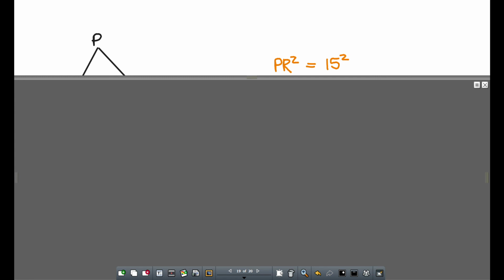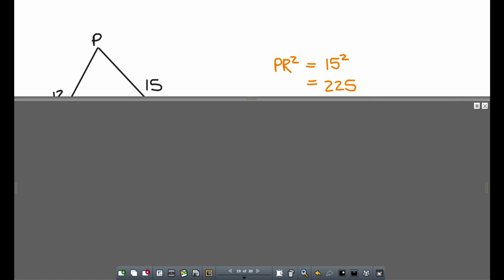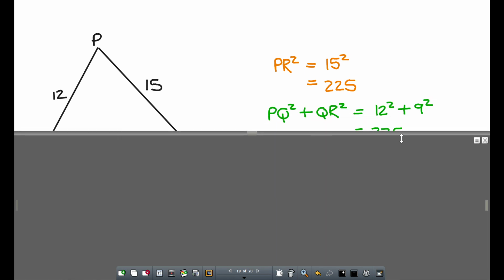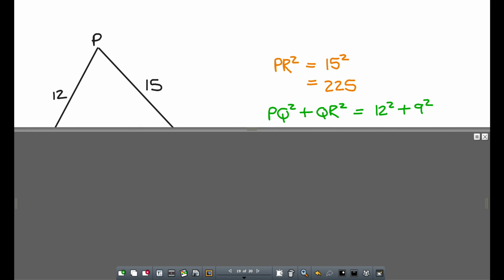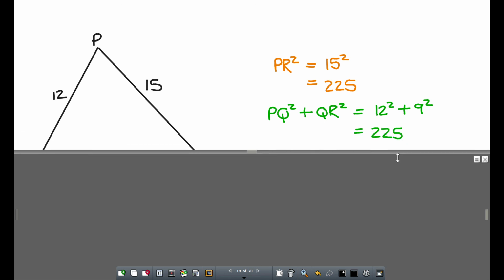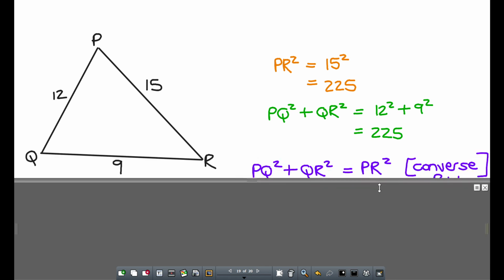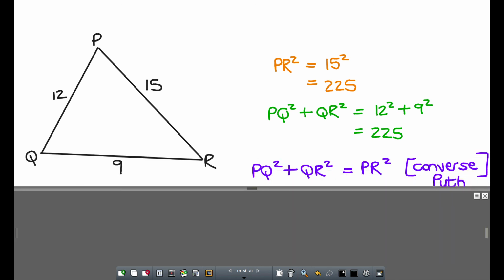Right, so step 1. Longest side, which is PR, I square it, which means it's 15 squared. That should give you 225. Now we take our two short sides, add them and square them. So 12 squared plus 9 squared is going to give me 225. Now PQ squared plus QR squared is equal to PR squared, and you have to have converse of Pythagoras.